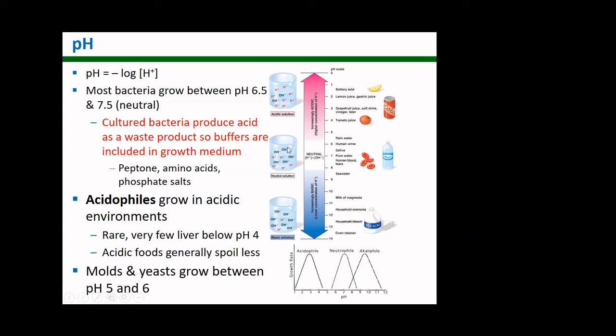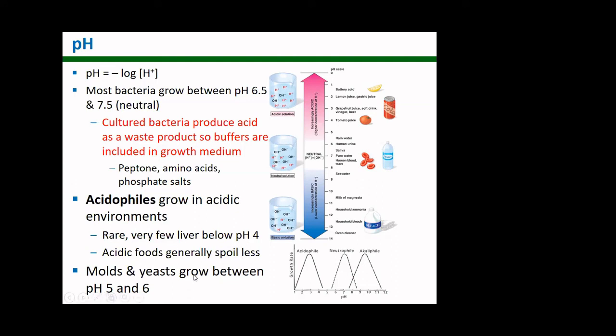There are some bacteria called acidophiles that grow well in acidic environments. They are rare. Very few live below pH 4. And that's one of the reasons why acidic food generally spoils less. It lasts a little bit longer.